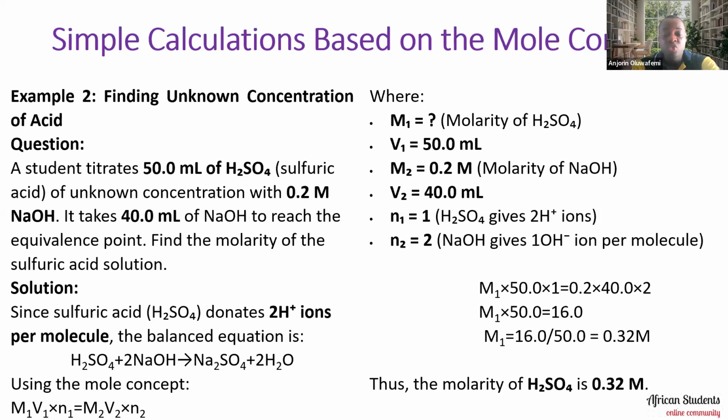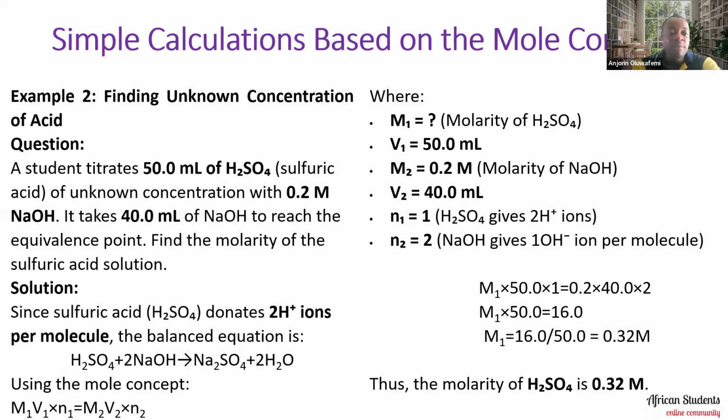Since sulfuric acid donates 2 hydrogen ions per molecule, the balanced equation for this particular reaction will be H2SO4 plus 2 NaOH to give us Na2SO4 plus 2H2O. Now, using the mole concept, we have M1V1N1 equals M2V2N2. Our M1, we don't know, which is the molarity of the acid that was not given. Our volume for the acid was given to be 50 mL, while the molarity of the base is 0.2 molar, and the volume of the base is 40 mL.